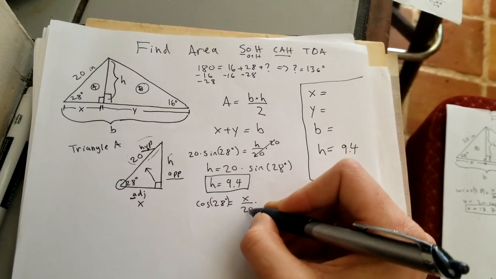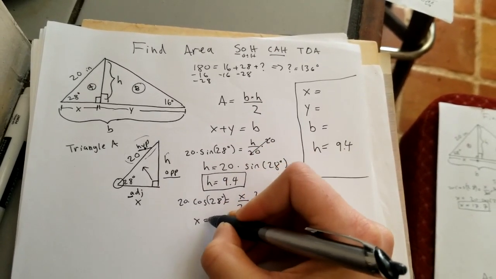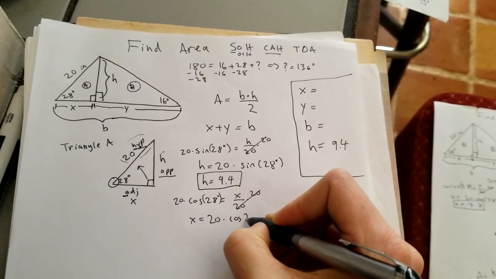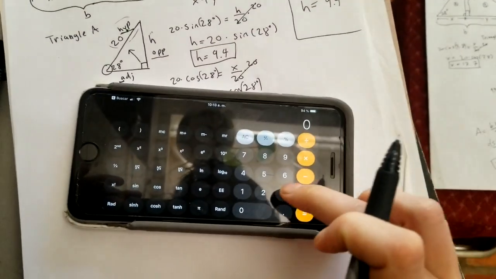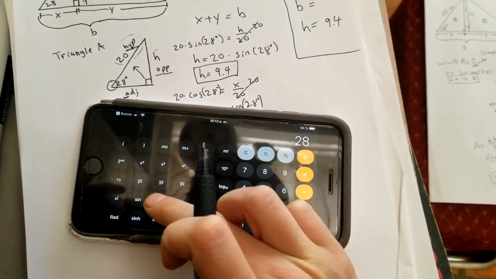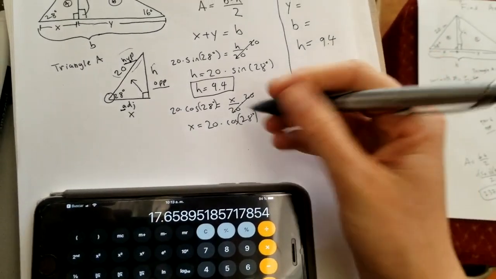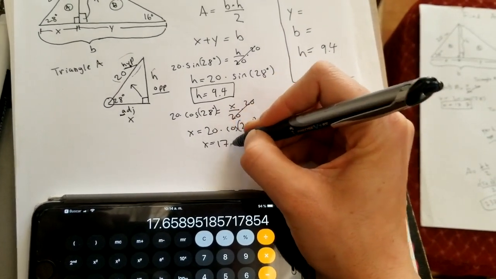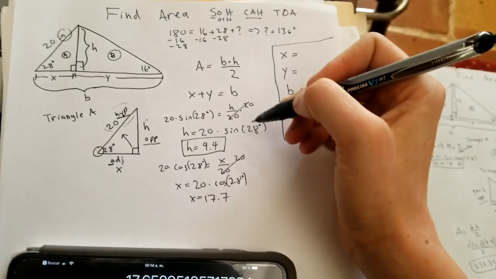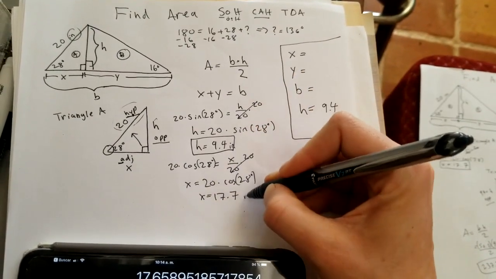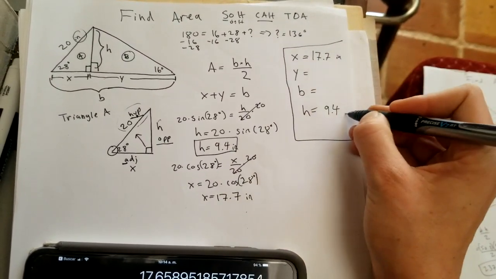So if x is being divided by 20, I got to multiply by that 20 to cancel. And I get that x is equal to 20 times the cosine of 28. And again, in my phone, I'm going to hit 28 first, take the cosine of it, and multiply by 20. And I get that x is equal to 17.7. And remember, these are all in inches. So x is 17.7 inches.